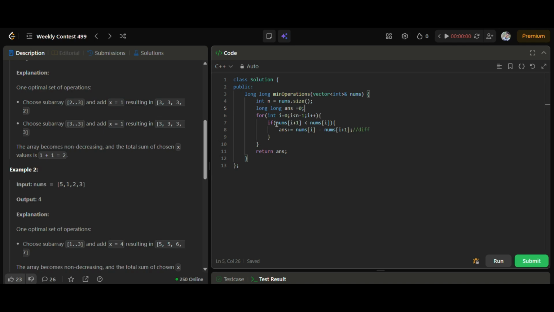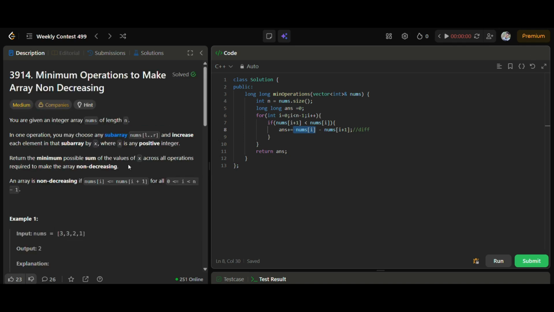You check if nums of i is more than nums of i plus 1, then you write the difference. You can also do it in reverse: if nums of i is lower than nums of i minus 1, it's the same, find the difference and lastly return the answer. That's how you solve all three questions. Hope you understand it very well. So here the time complexity is big O of n.